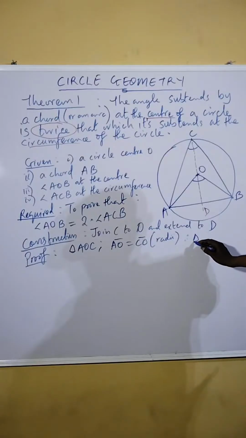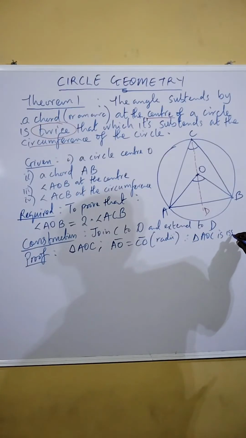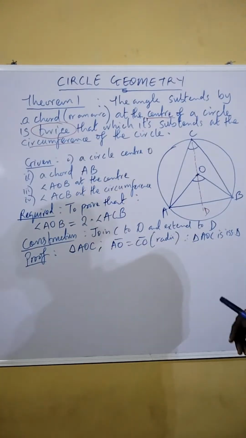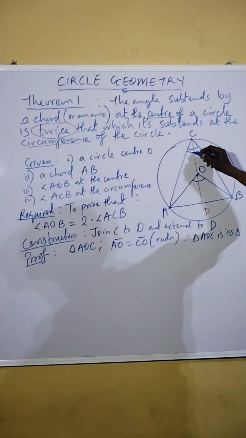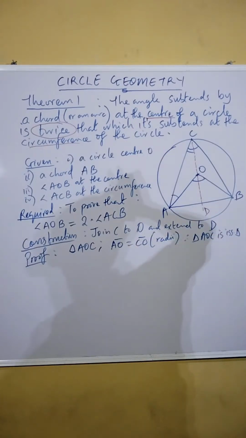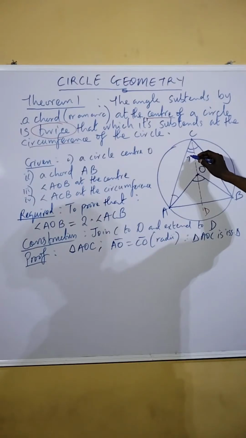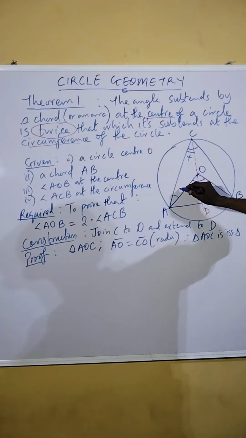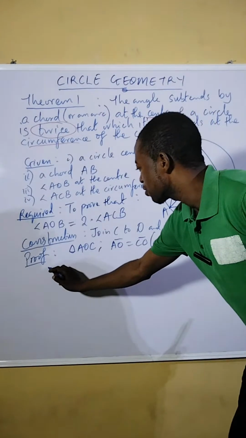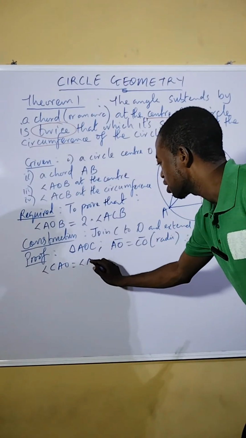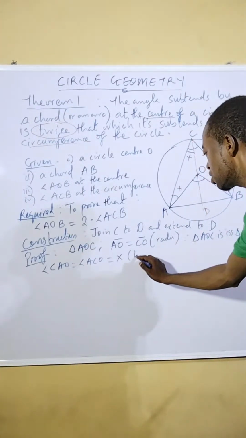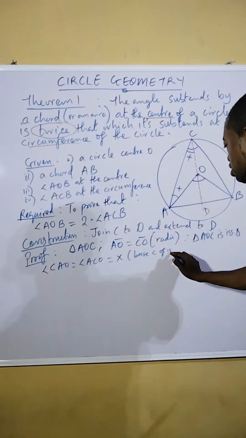They are both radii, so that's what makes them equal. Therefore, we can say that triangle AOC is an isosceles triangle. It is a property of an isosceles triangle that two sides are equal. In any isosceles triangle, the third side is the base, and of course the base angles are equal. This angle and this angle are the base angles, which are also equal, so we call this angle x, and this will also be x. That is, angle CAO is equal to angle ACO, which is equal to x. Why? Base angles of isosceles triangle AOC.